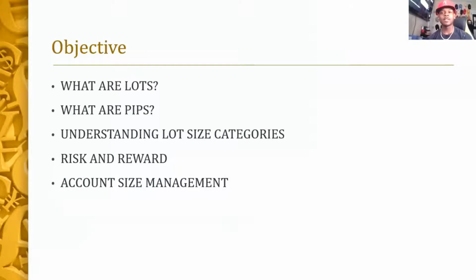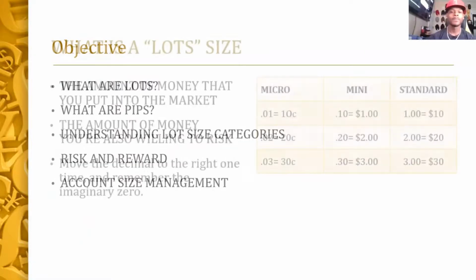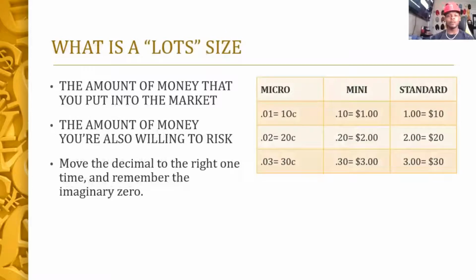So in this video, like I said, we're going to go over what are lots, what are pips, understanding lot size categories, risk and reward, and account size management. So let's first start off with, what is a lot size? A lot size is the amount of money that you put into the market and the amount of money you're also willing to risk. We have three main lot sizes. You have a micro, a mini, and a standard.